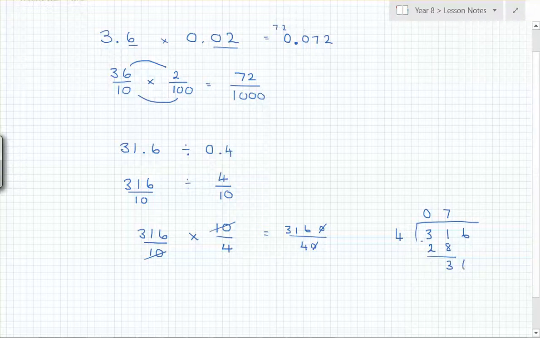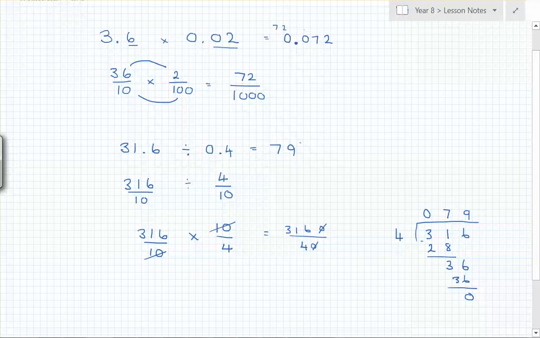Bring the 6 down. 4 into 36 is 9. 9 times 4 is 36. So that's remainder 0, so we're sorted. We've got the answer 79. Therefore, because I've not changed anything, I've just written them a different way, the answer here is 79.